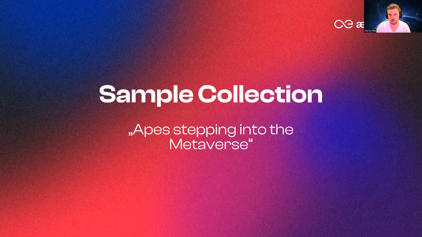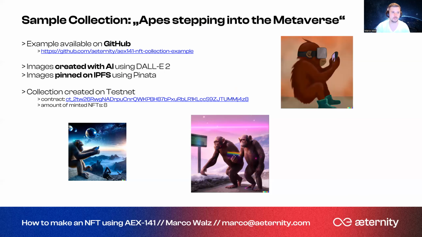So now we come to our sample collection, which is deployed on testnet already. We called it apes stepping into the metaverse. Why is it called like that? We use DALL-E 2 of OpenAI, so an artificial intelligence, to generate the images based on this text. So this is the output, or 3 of the images in this collection. We created in total 8 images with that statement.